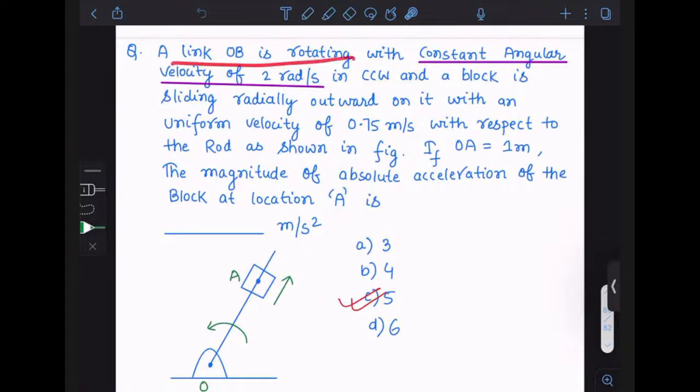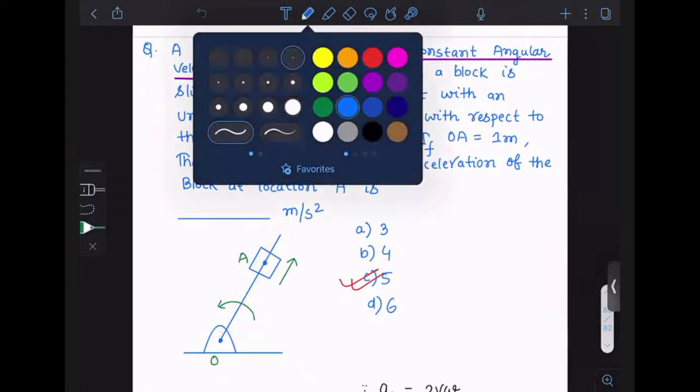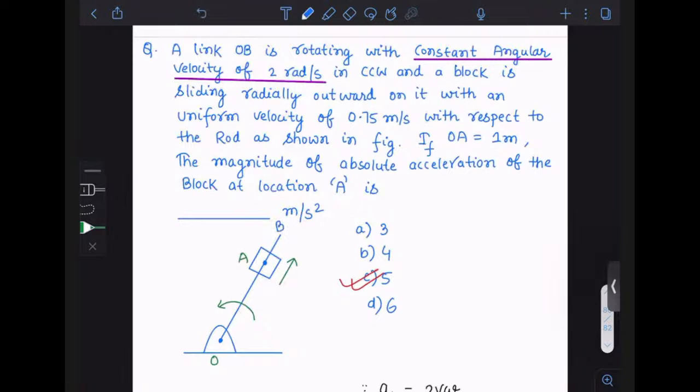A link OB is rotating with a constant angular velocity of 2 radian per second in a counterclockwise direction, and the block is sliding radially outward on it. You can see in this picture that this is the link OB, rotating with a constant angular velocity omega in a counterclockwise direction. The block is also sliding radially outward with a uniform velocity of 0.75 meter per second with respect to the rod. Here OA, the radius, is given as 1 meter.